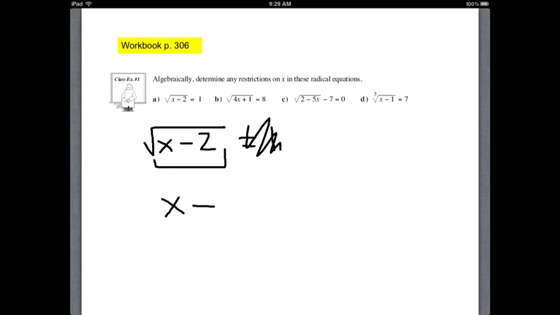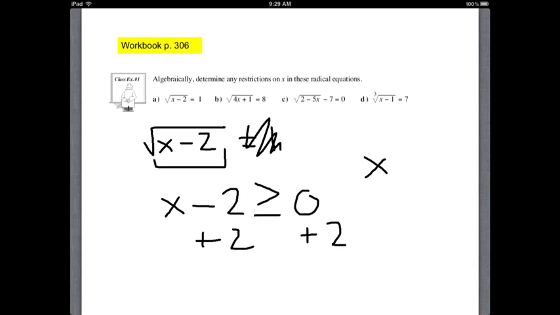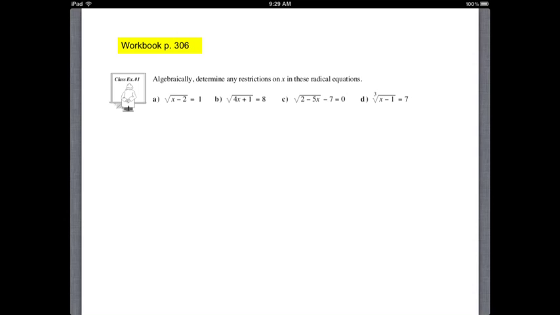Just pull out what's underneath the radical sign, and it's going to be greater than or equal to 0. From there, all you need to do is rearrange and solve for x. So we're going to add 2 to both sides. So x has to be greater than or equal to 2, or else we're going to get a negative number.